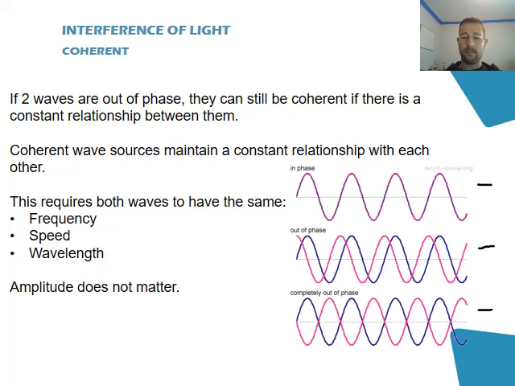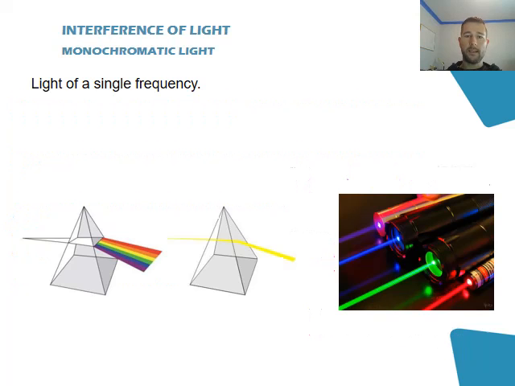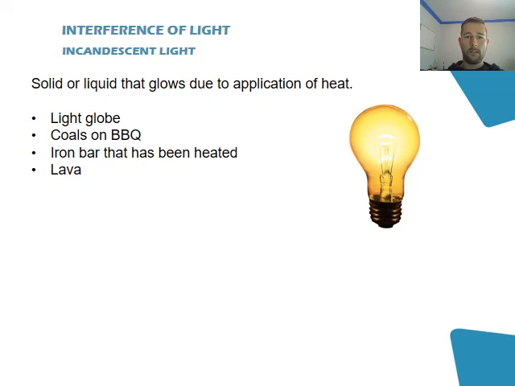Now in the third diagram, these are completely out of phase, meaning there's 180 degrees phase shift, or the wavelengths are half a wavelength out. Now these are still coherent as there's a constant relationship there. Another definition is monochromatic light. Mono meaning single, and chromatic meaning color, so it's a light of a single frequency. I think we're up to our 5th definition now for this slide.